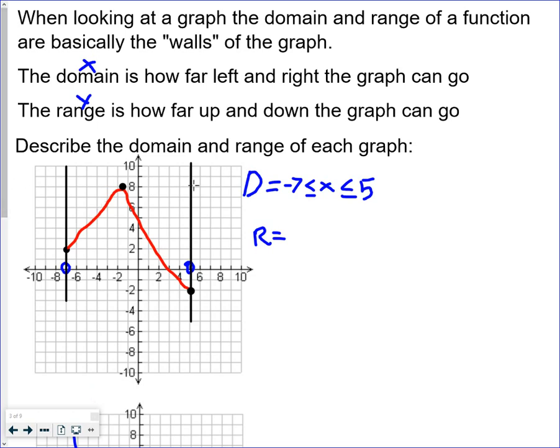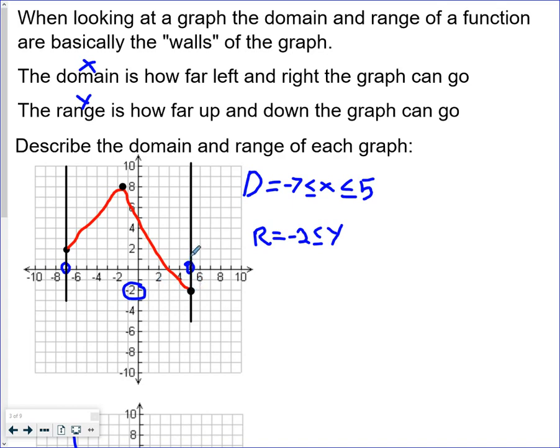Now I need to figure out the floor and the ceiling, the bottom and the top. That's my range. So let's start with the bottom. My graph seems to go all the way down to right here, -2. So I'm going to go -2 less than or equal to y, because remember, the y's are my range. And again, there's a solid dot there, so it does include that -2.